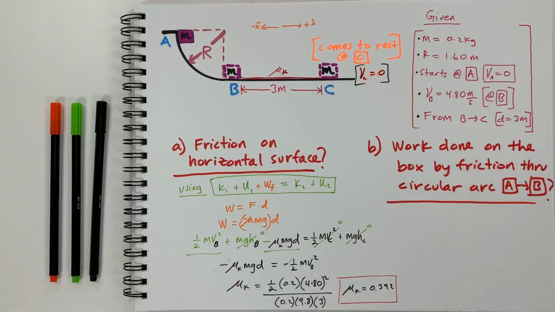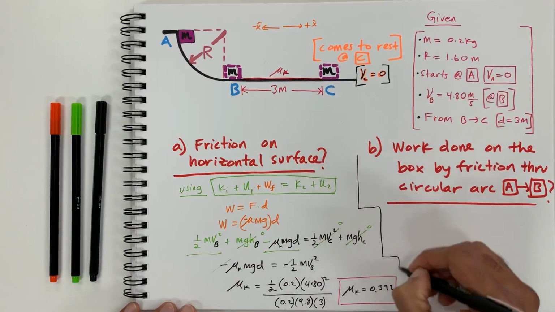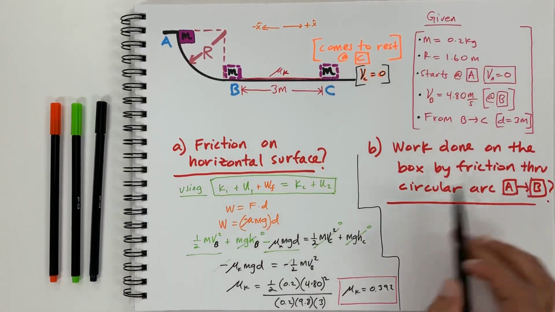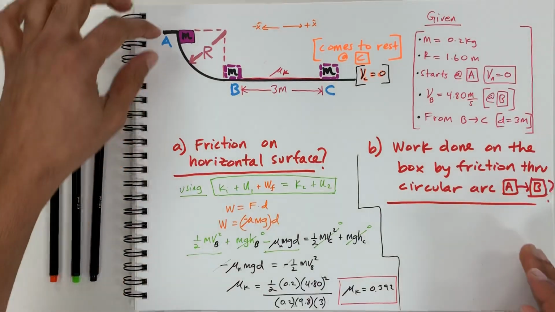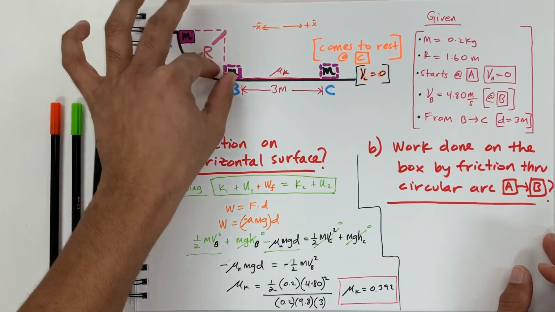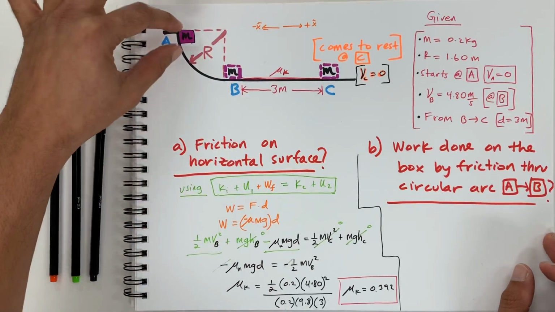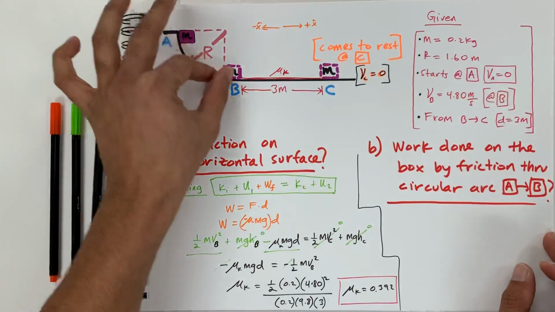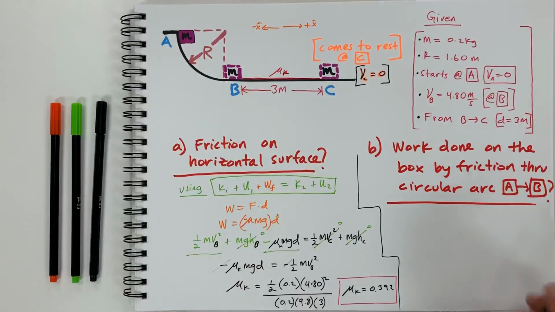All right, so now let's look at B. Okay, so let me separate this a little bit. So the work done on the box by friction through the circular arc. So the work done on this box by friction. So what is friction doing to this box as it slides through this curve right here? Okay, and let's find out.